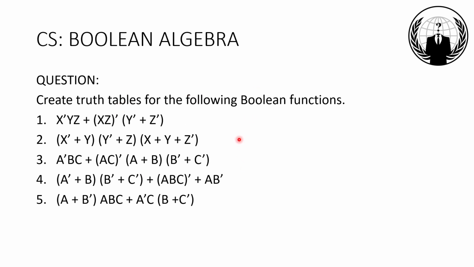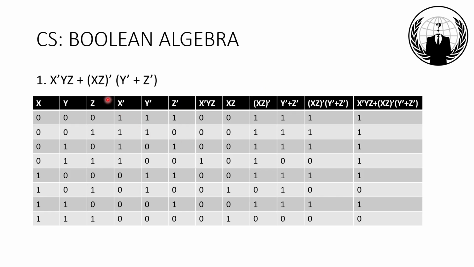Now here are 5 questions related to creating the truth tables for the given Boolean functions. So we will look after them. So here is the first question. As in the question, it is (x complement into y into z plus x into z) whole complement into (y complement plus z complement).